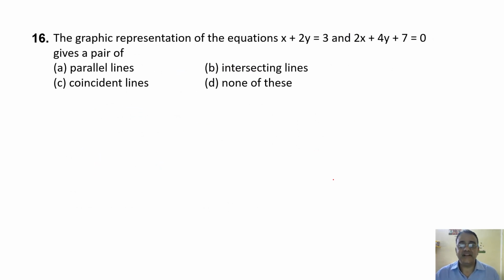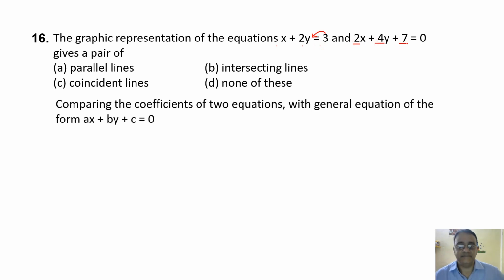So now we are moving toward question number 16. The graphic representation of the equations x plus 2y is equal to 3 and 2x plus 4y plus 7 is equal to 0 gives a pair of. Okay, now here it is checking. For checking, we will find the ratios separately. So here shift 3 to this side. Now we will write a1, b1, c1. a1 is 1, b1 is 2 and c1 is minus 3. a2 is 2, b2 is 4 and c2 is 7.